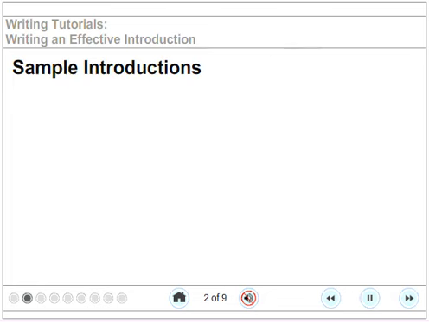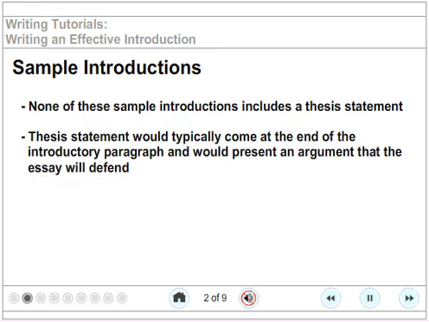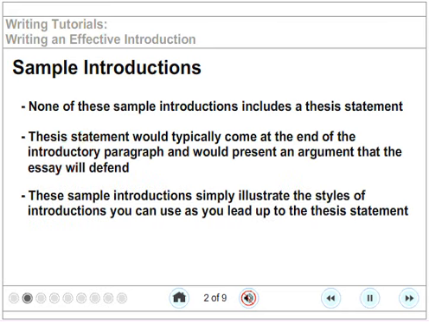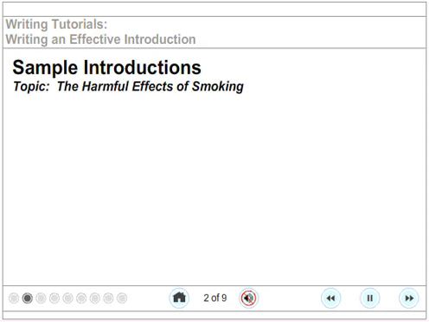We are going to take a look at some sample introductions. Please keep in mind that none of these sample introductions includes a thesis statement. A thesis statement would typically come at the end of the introductory paragraph and would present an argument that the essay will defend. These sample introductions simply illustrate the styles of introductions you can use as you lead up to the thesis statement. The following sample introductions would be for an essay that addresses the harmful effects of smoking.